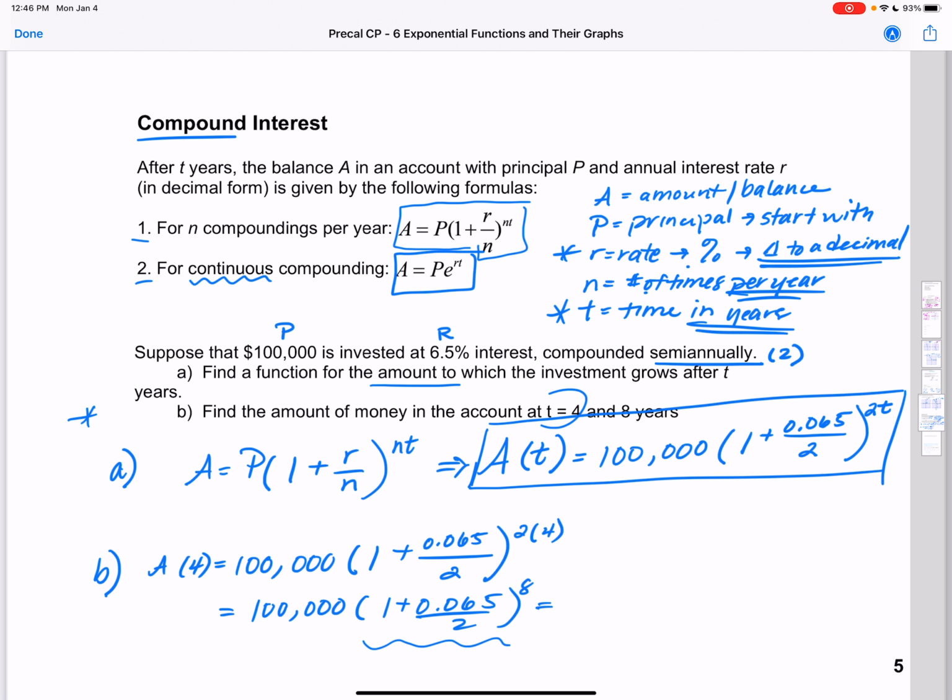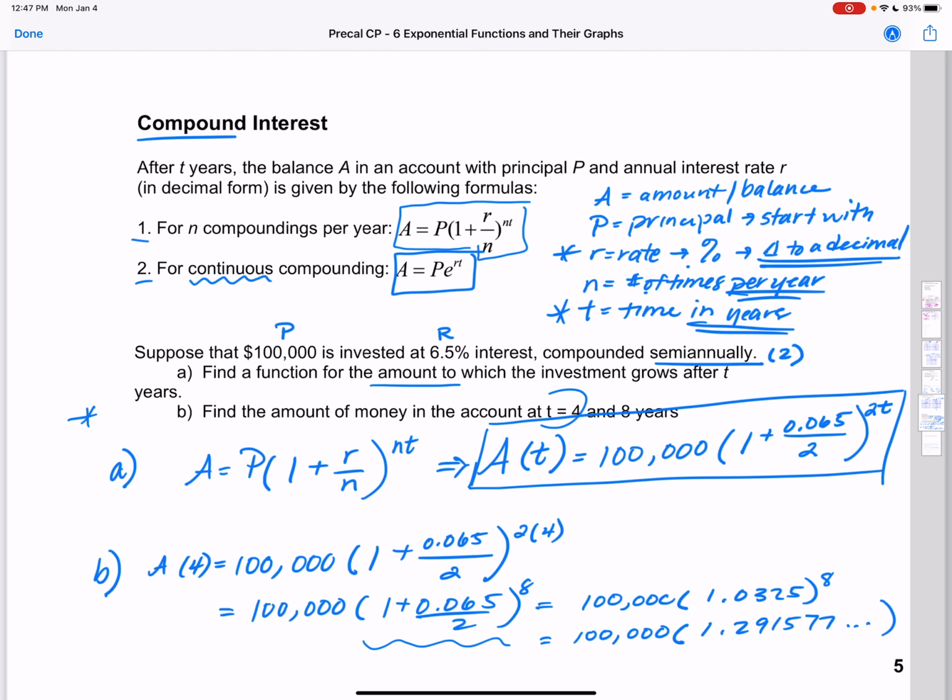So now I'm at 100,000 times 1.0325 to the 8th power. Now be careful, because what is being raised to the 8th power? Only the 1.0325, not the 100,000. So you're going to take your number that you have, and then raise it to the 8th power, and then you have 100,000 times 1.291577, blah, blah, blah.